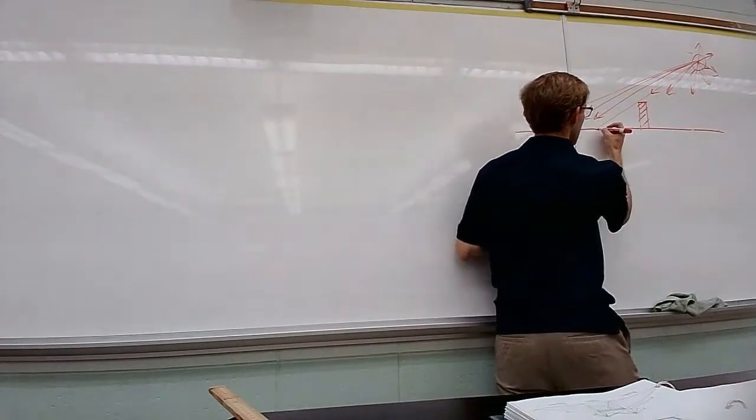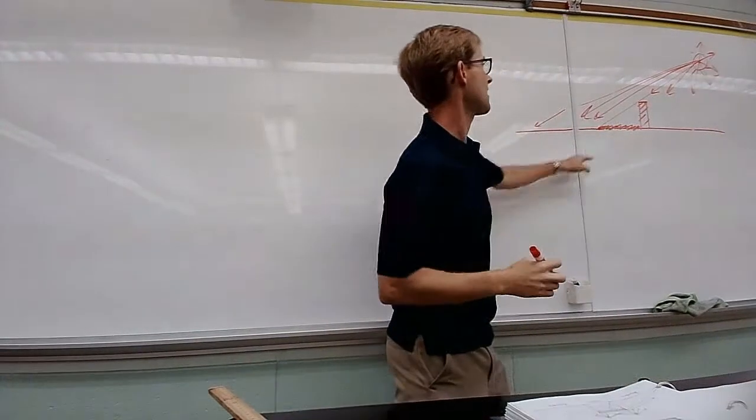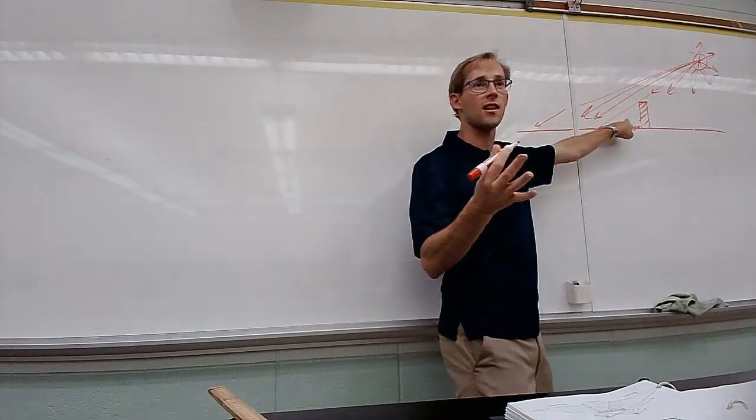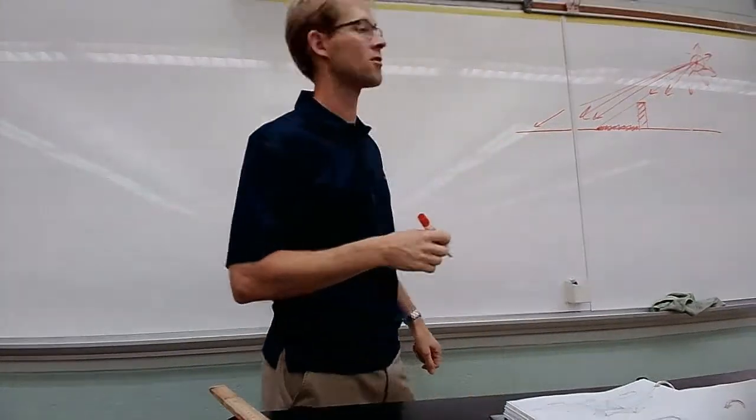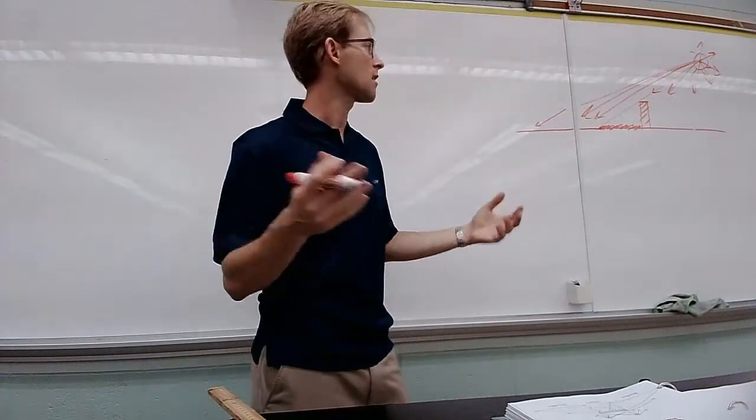But if you'll notice about this spot right here, there is not a single light ray that can make it to this space. And so what that means is we've got a shadow there. And that's how you determine where those shadows are. Wherever there's a spot where no light rays can make it to, that's where a shadow is.